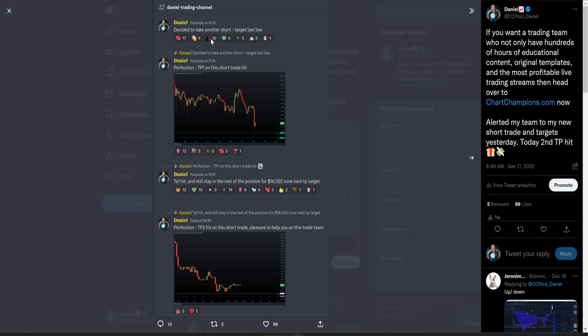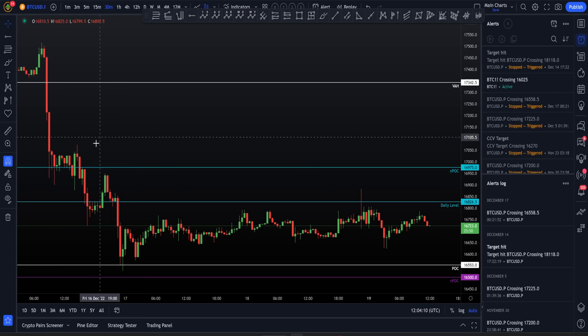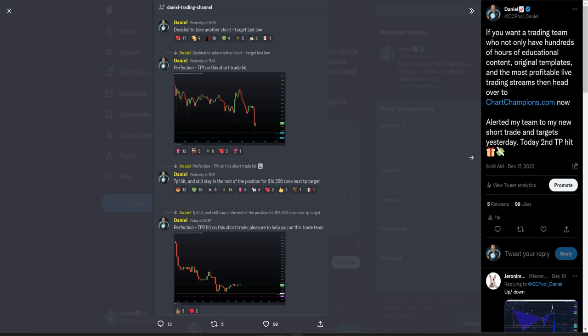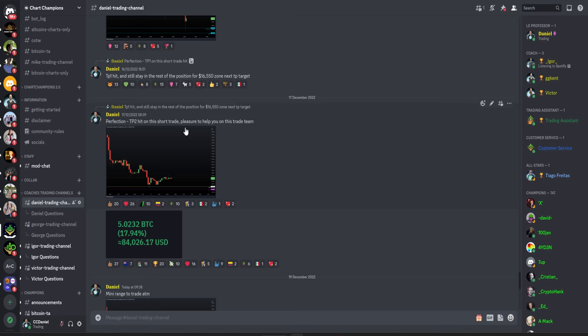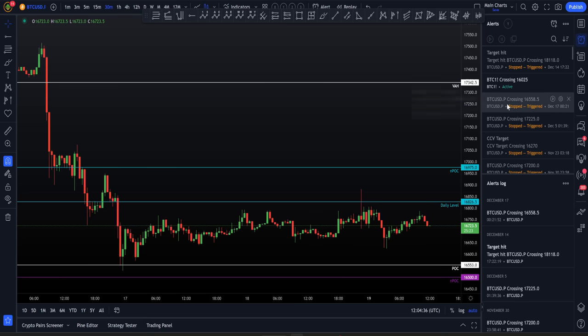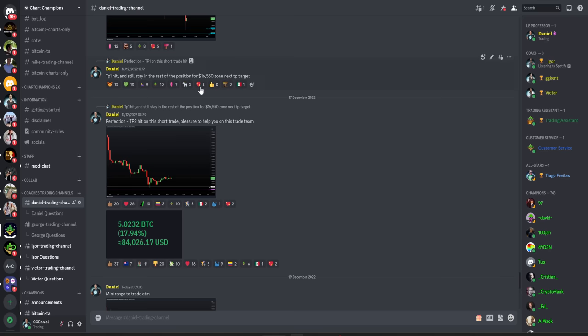I told my team, there was another failed auction of a local range back on the 16th. Here is the failed auction of the high. After seeing that, I told my team I've taken another short and we're going for the target of the last low. We end up hitting take profit one. Take profit two was 16,550, very clearly giving my team the target of 16,550 back on the 16th of December. On the 17th of December, remember, that's when our alert was triggered. That was when we hit the target that I gave to my team, 16,550.